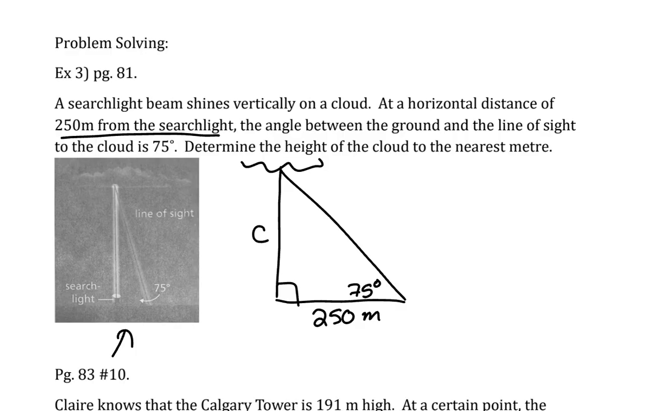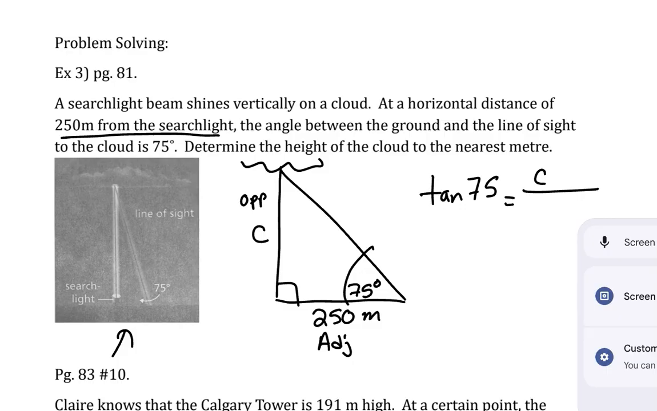Okay, so first things first, let's identify what our opposite and adjacent is. So this one right here, this is our angle here. So our beside side, ADJ, is our 250. And our opposite, OPP, is our C. Okay, so let's set up our tan. So tan of 75 equals opposite, which is C, the height of the cloud, over the adjacent.